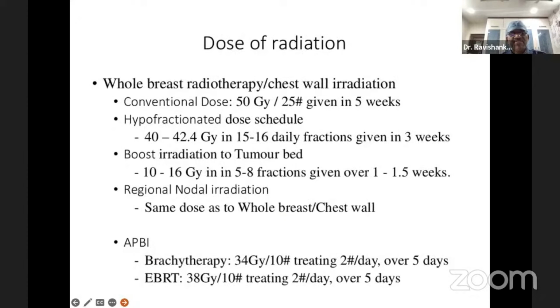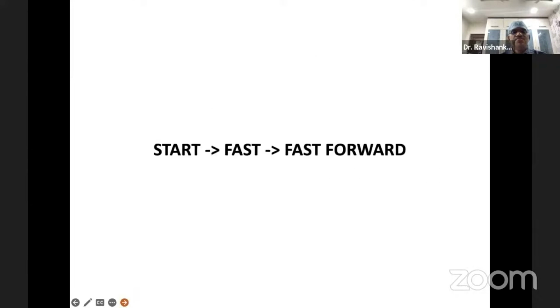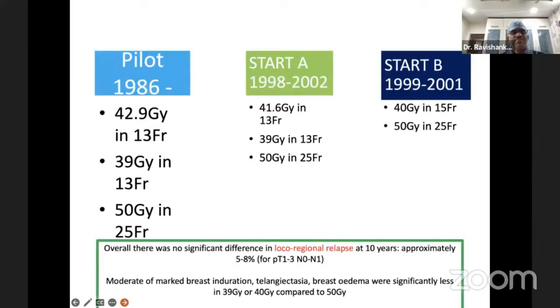So various dose fractions, because what we're going to talk about today is fast forward. Before fast forward, we were using what is called 50 gray in 25 fractions, and then 40 gray. And then this fast forward came, which I'm going to tell you now. So coming to the fast forward, way back in 1986, there was a pilot study in UK.